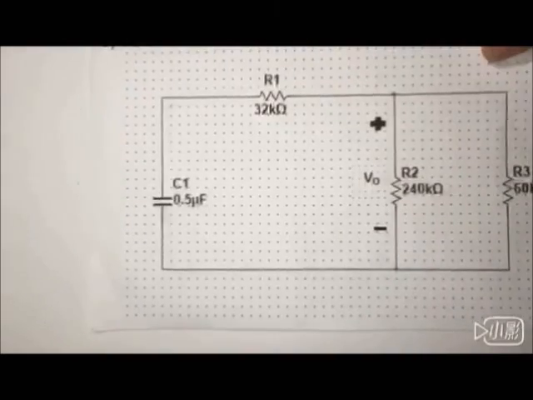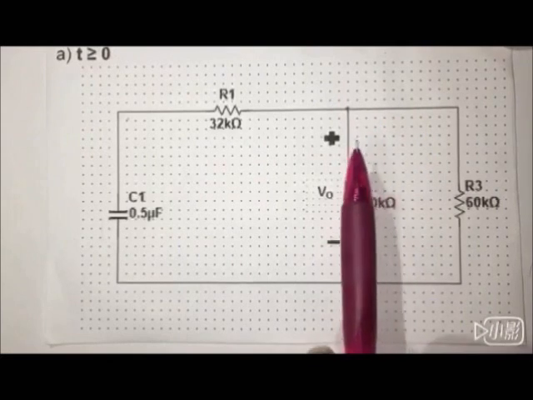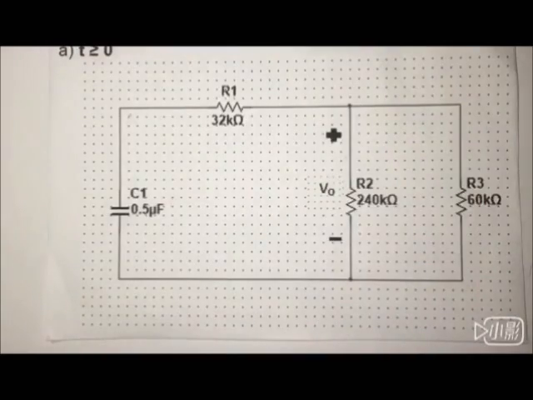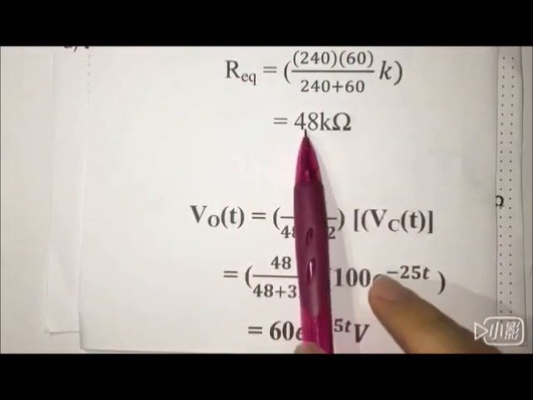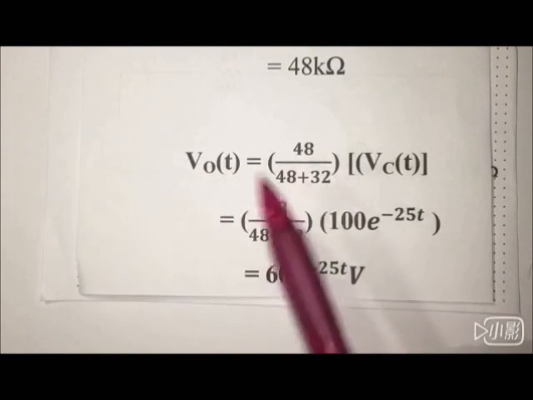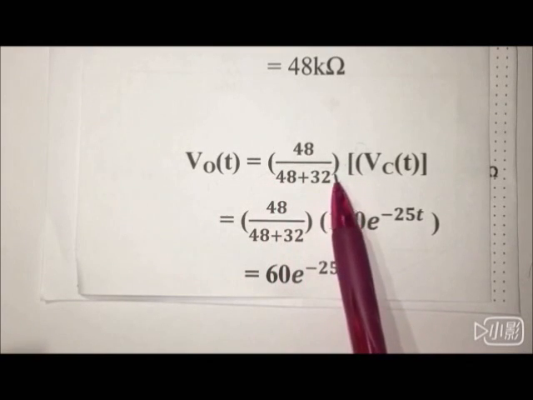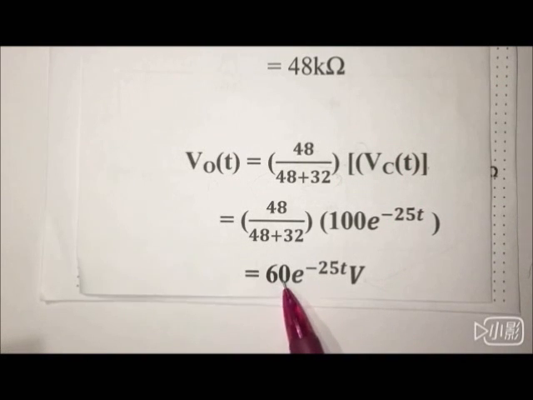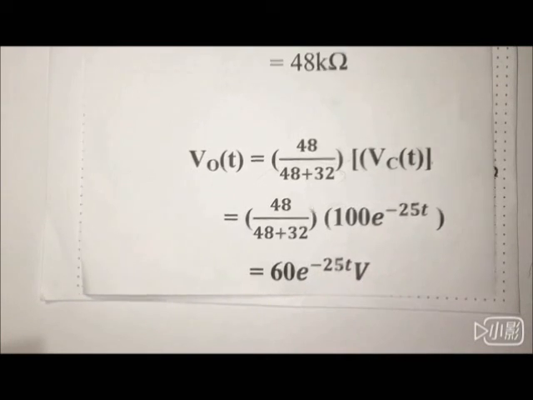And now we are going to find V0(t). V0(t) is right here, so we find the equivalent resistance of R2 and R3. The R equivalent is equal to 48 kilo ohm. Now we can get V0(t). V0(t) is equal to 48 over the total resistance times Vc(t). The final answer is 60 exponential to the power of negative 25t volts.